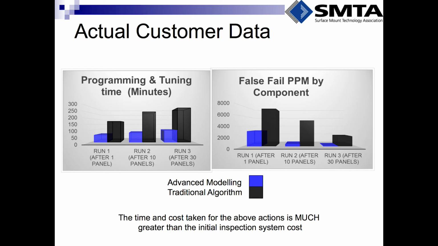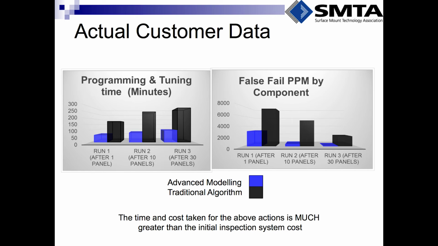This is actual customer data that was taken using a statistical modeling versus a traditional algorithmic AOI system. We see here on the left, after one run, which is 1 panel, 10 panels, and 30 panels, what was the cumulative programming and tuning time? With advanced modeling, you started out with about an hour of time, and it slightly increased with tuning. And again, tuning is extremely simple with advanced modeling because you get a variation, it intervenes with the user and says, is there a problem with this component? You say, no, that's a good component. It adds it to the model and it learns.